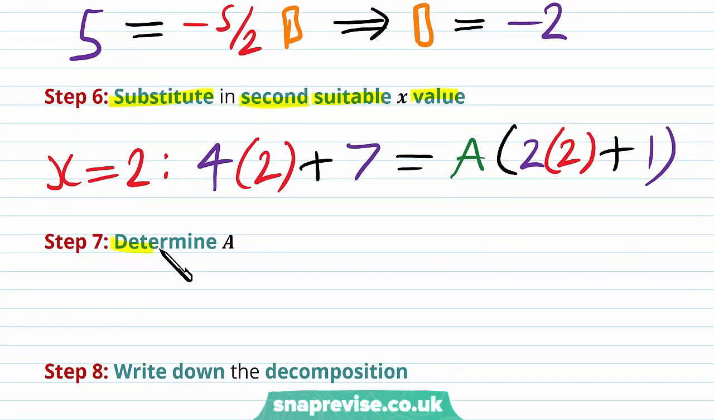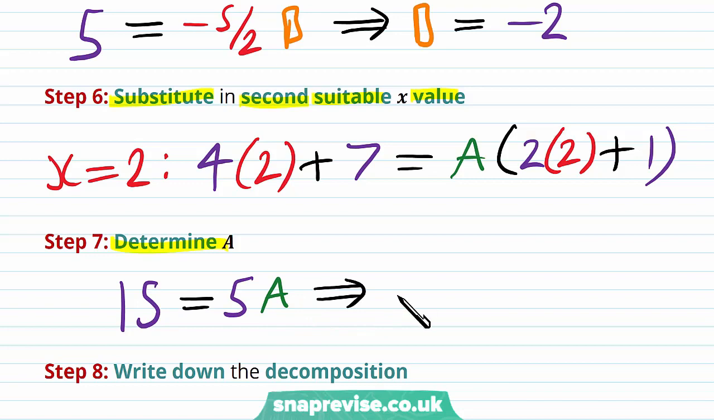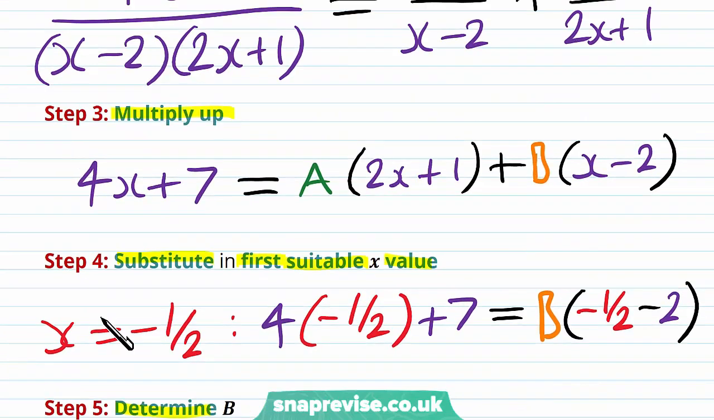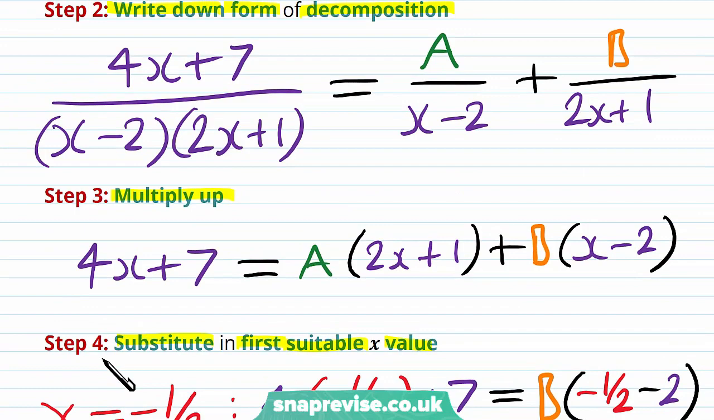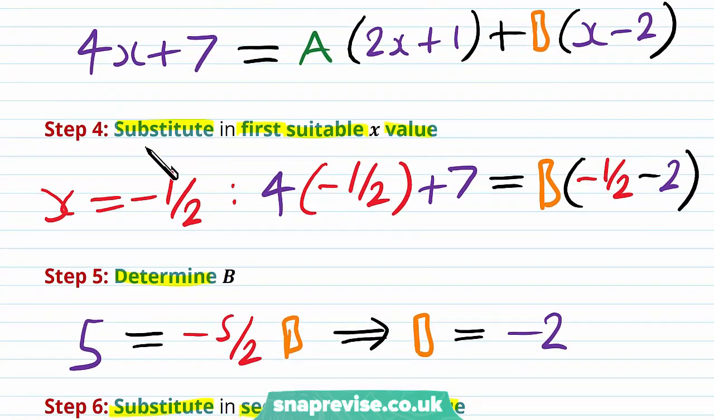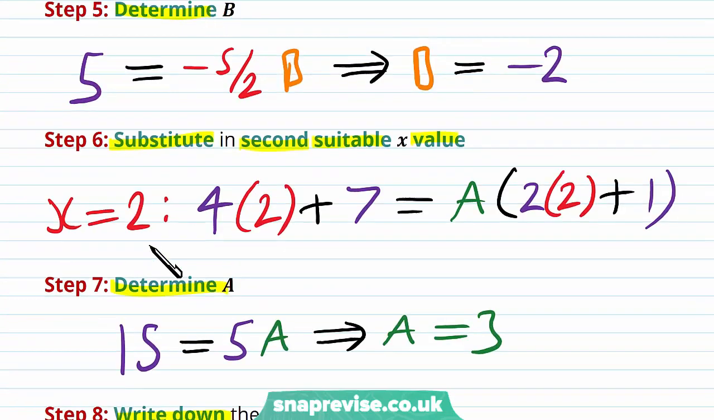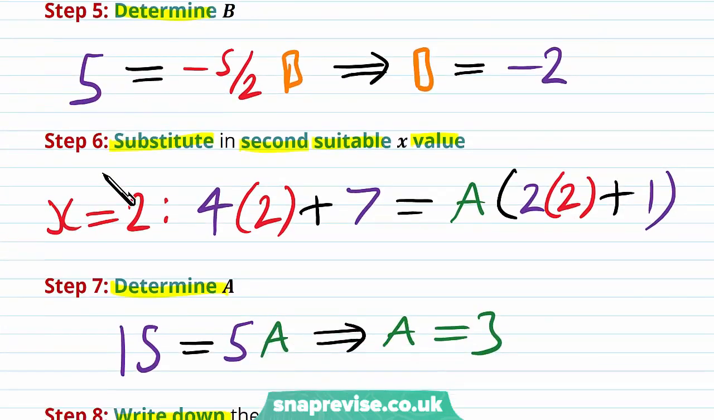Our seventh step is to determine a. The right-hand side is 4 times 2, which is 8, plus 7, which is 15, and this is equal to 5a. And therefore, we have a is equal to 3. Our final step is to write down the decomposition. Originally, we had a over x minus 2 plus b over 2x plus 1, and therefore by substituting in the values of a and b, we have 3 over x minus 2, and then the next term is the b, which is minus 2, divided by the 2x plus 1.